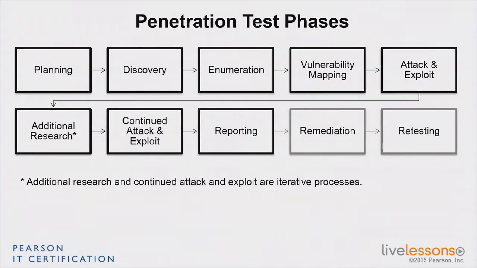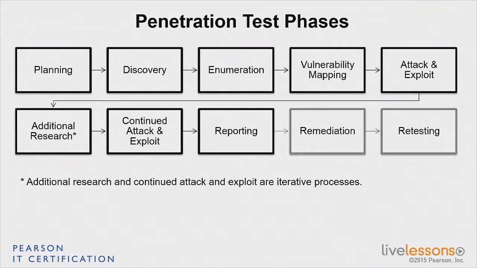Now, our penetration test phases start with planning and go all the way through perhaps to retesting and then start again. So we have a planning phase where we're determining what the scope is of the test and what all of the logistics and the rules of engagement are. In the discovery, we are identifying our target. In enumeration, we're learning more about our target. In vulnerability mapping, we are mapping vulnerabilities to what we have learned, to our enumeration.